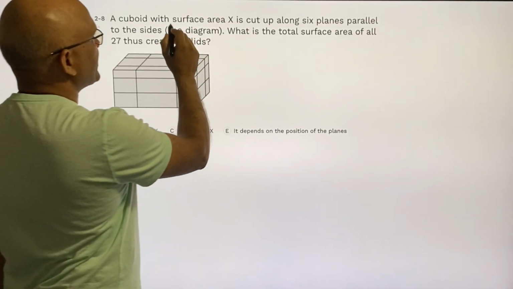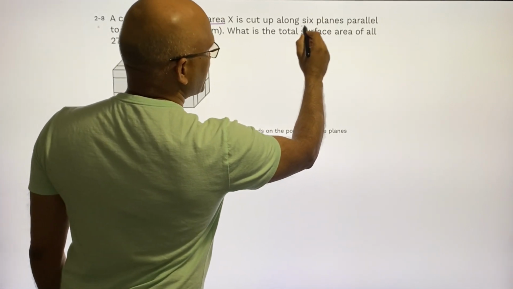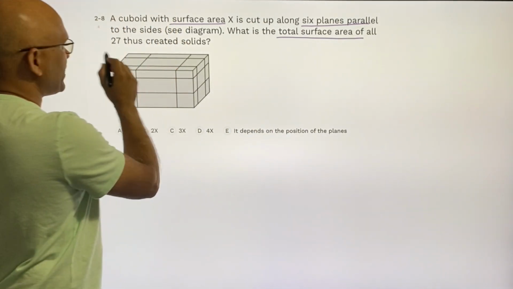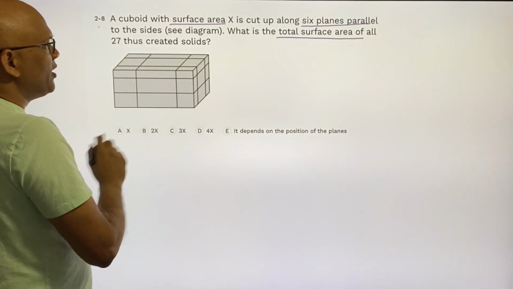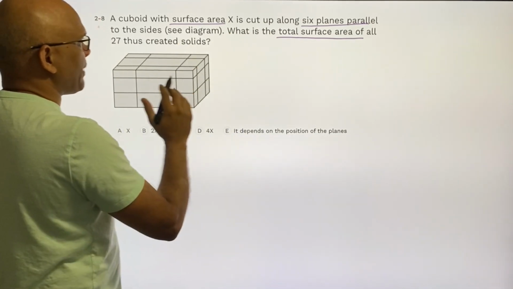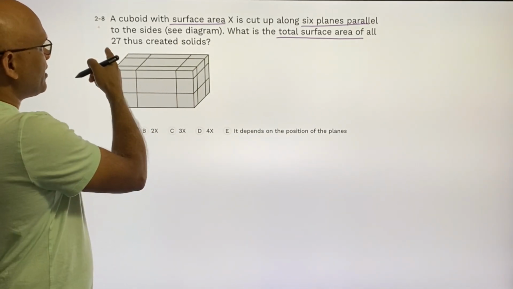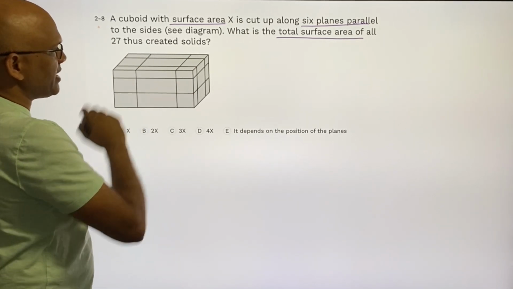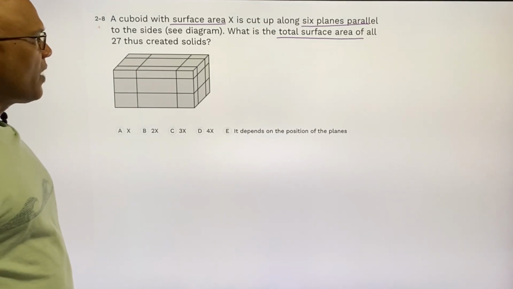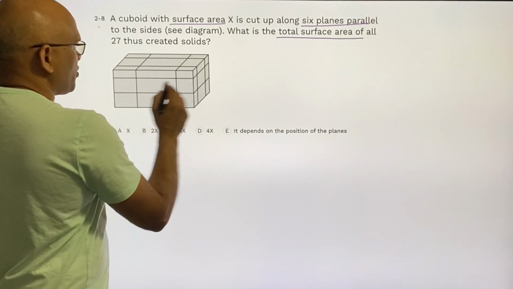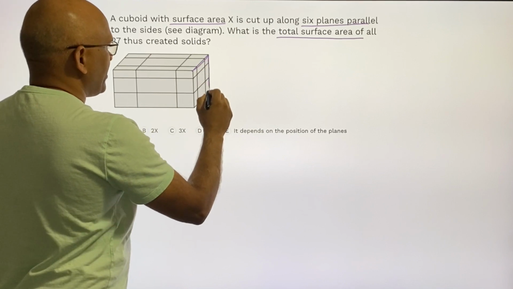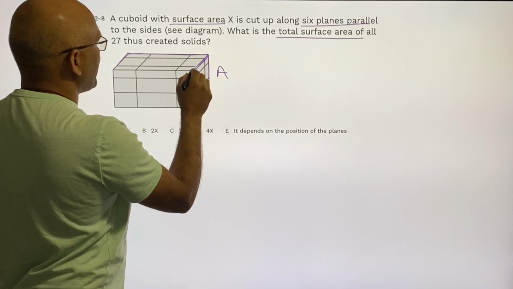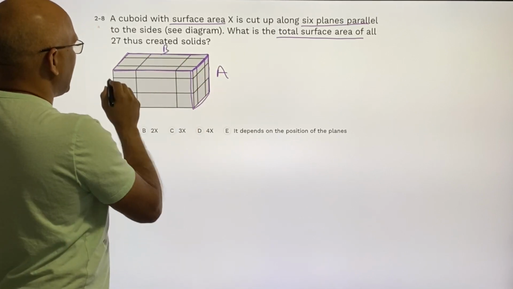A cuboid with surface area X is cut up along 6 planes parallel to the sides. See this diagram. What is the total surface area of all the 27 solids thus created? So when I cut along 6 planes like so, there are 27 created solids, since 3 times 3 is 9, times 3 is 27. Let me call this area A. This side is A. This surface is B, and this surface is C.